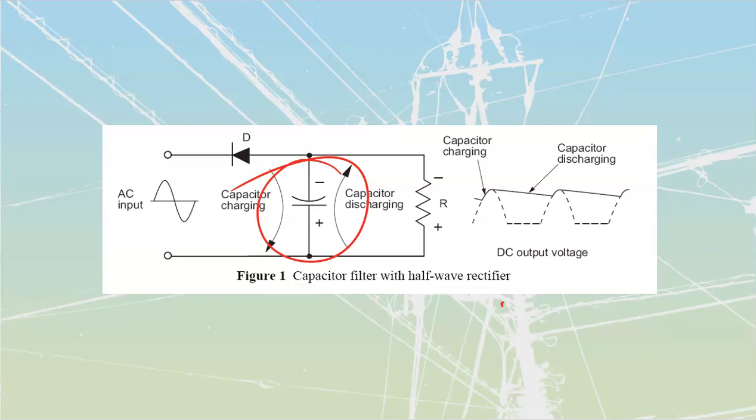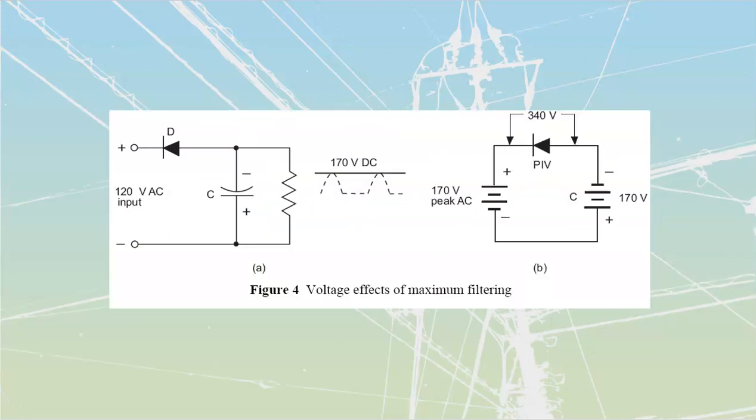Let's talk about our PIV ratings that we are going to have. What is PIV? Well, PIV is going to be my peak inverse value of voltage that I'm going to have. What PIV are we talking about over here? Well, we're talking about the PIV of the diode. Both of these have got PIVs. This one has a PIV. This one over here is going to have a PIV.